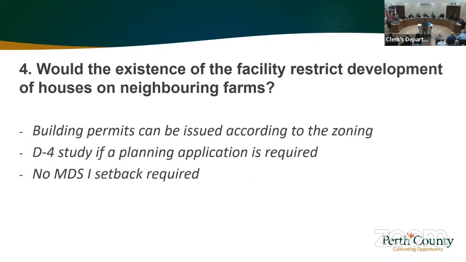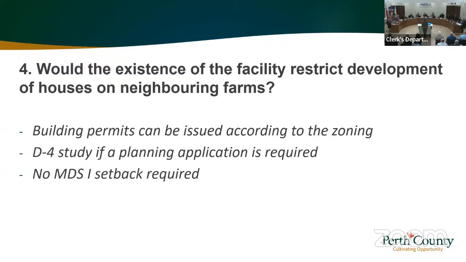So the next slide. Would the existence of the facility restrict development of houses on neighboring farms? If neighboring farms are zoned agricultural, it would be possible to go ahead and get a building permit. If no planning application is required, there would be no requirement for a study through the D4 study. If a planning application were required, that would trigger a D4 consideration of the impact of the biosolids storage facility on development in proximity to the site. And again, that would be a 500-meter buffer.